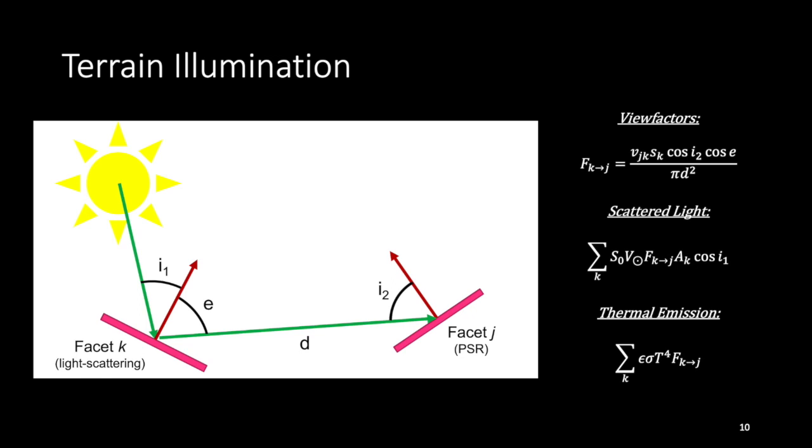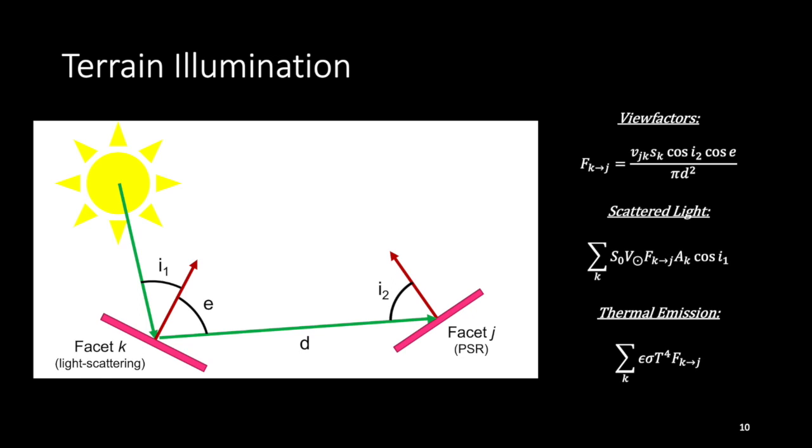This is a purely geometric exercise, albeit a fairly involved one. The amount of light scattered by a terrain facet K towards another facet J is a function of 4 vectors: the solar incident vector at K, the surface normals at K and J, and the vector between the two facets, as well as the angles between them. All of the vectors and angles are illustrated here in this figure.